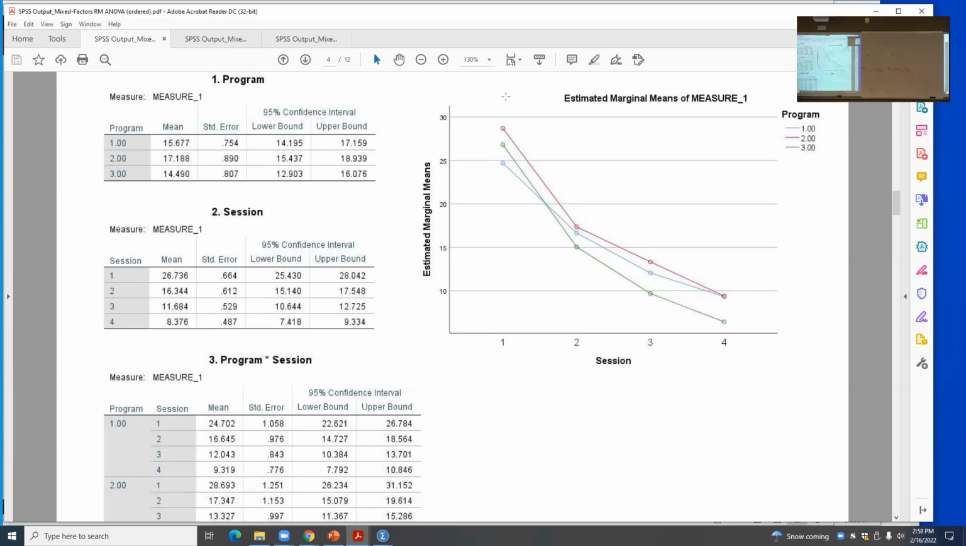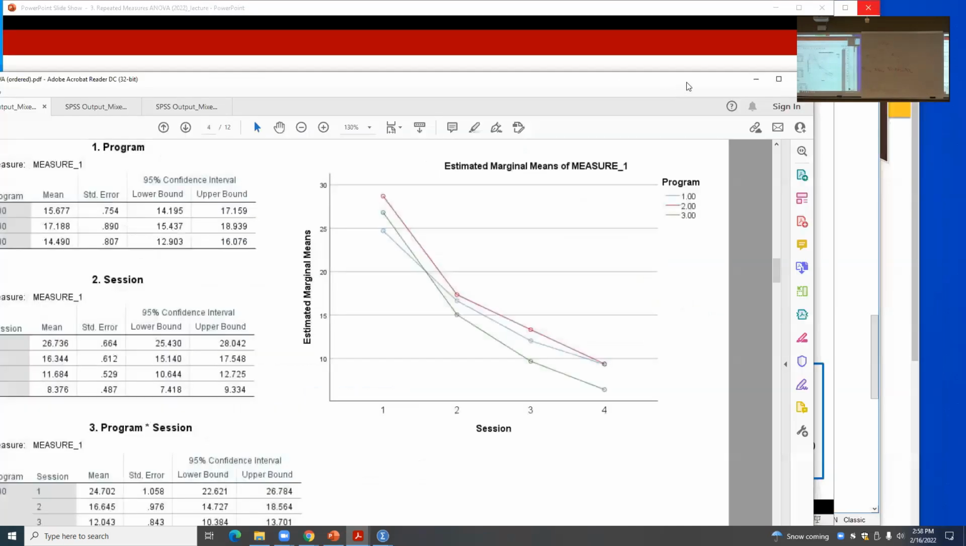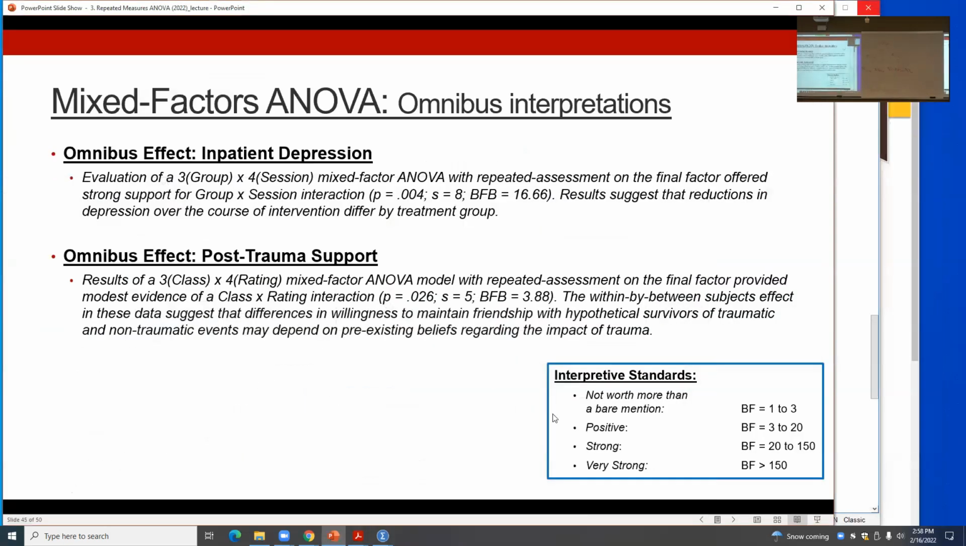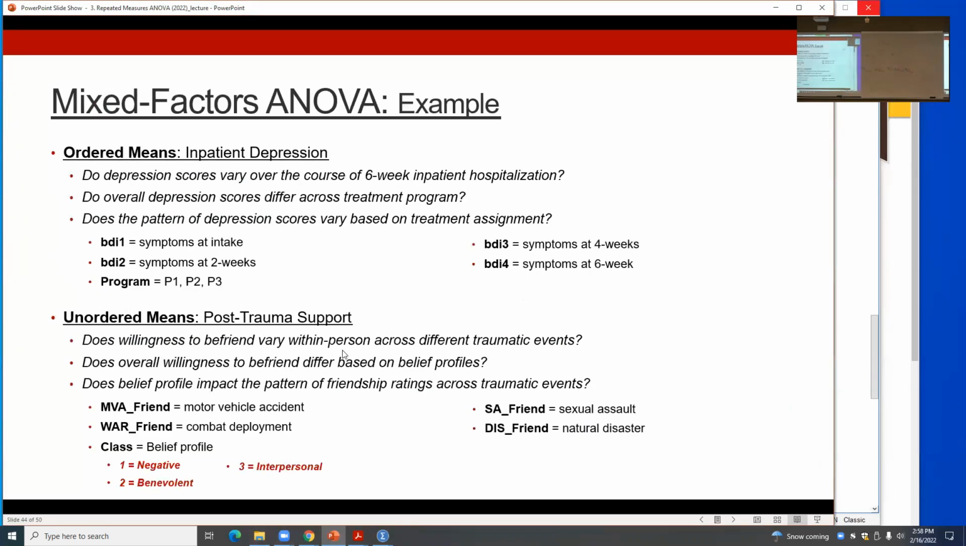Okay, let's pop open our unordered means stuff and pull up the unordered means screening, because we're going to do a little bit of screening with this to start off.